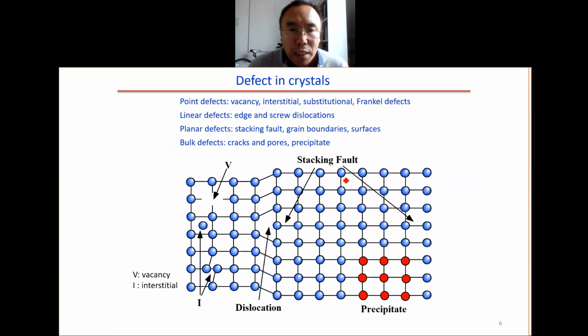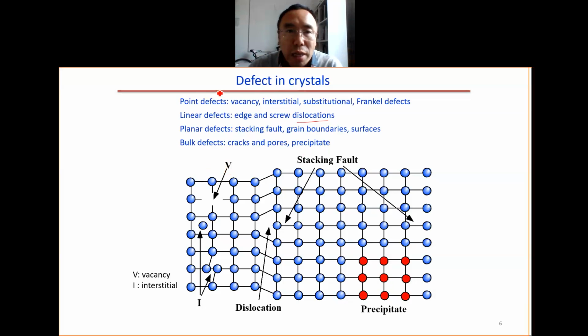So in the ideal single crystal there is no defect, but in reality there are defects. We have the point defect, the line defect, which is mainly dislocations, and the planar defect, such as stacking faults, grain boundaries, and surfaces. Then the bulk defects, like cracks, voids, pores, and precipitates.